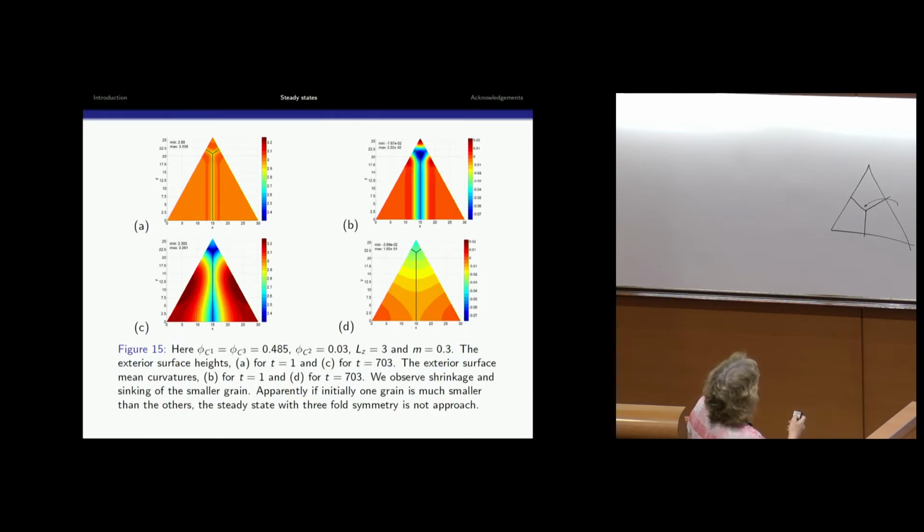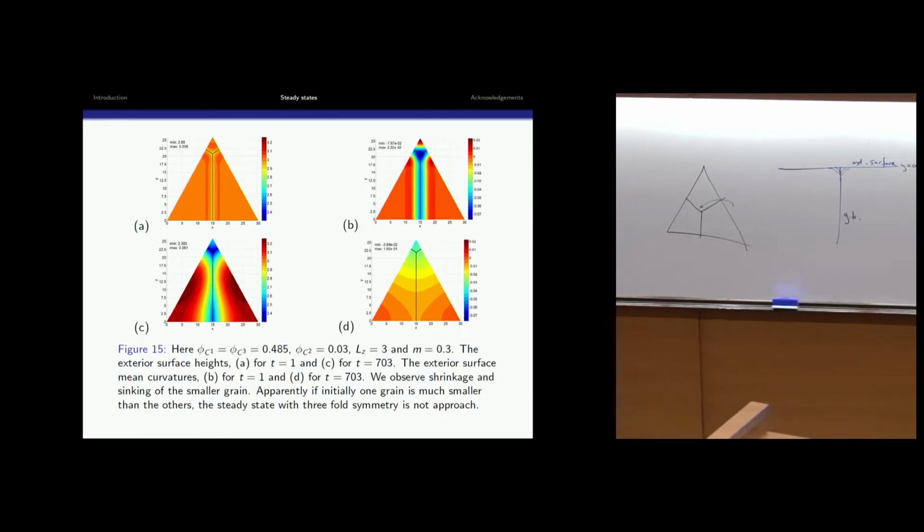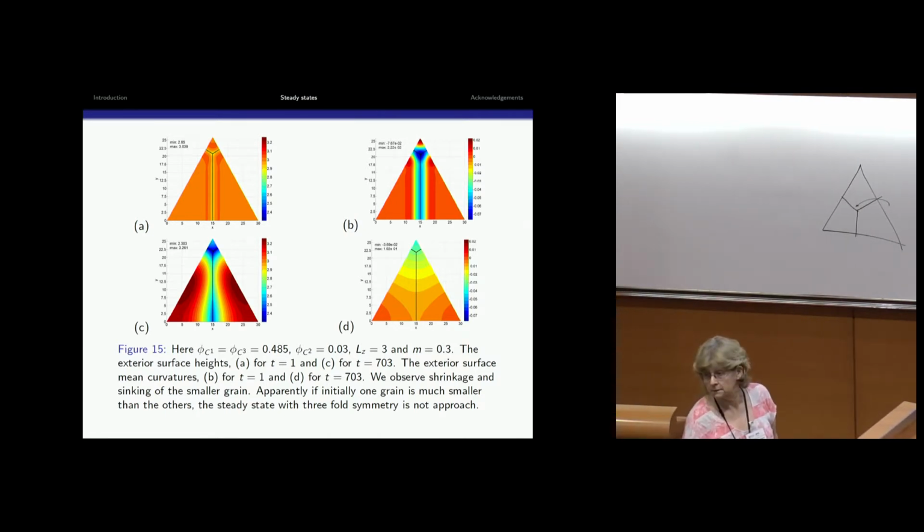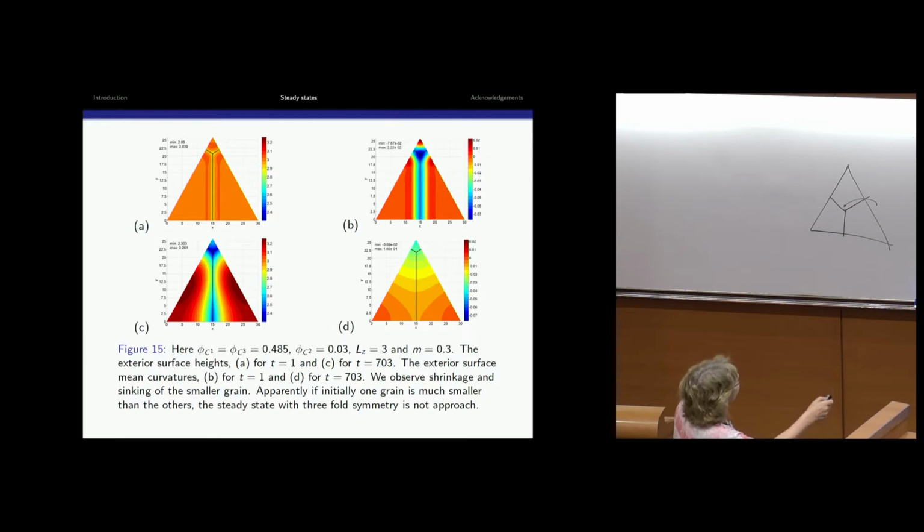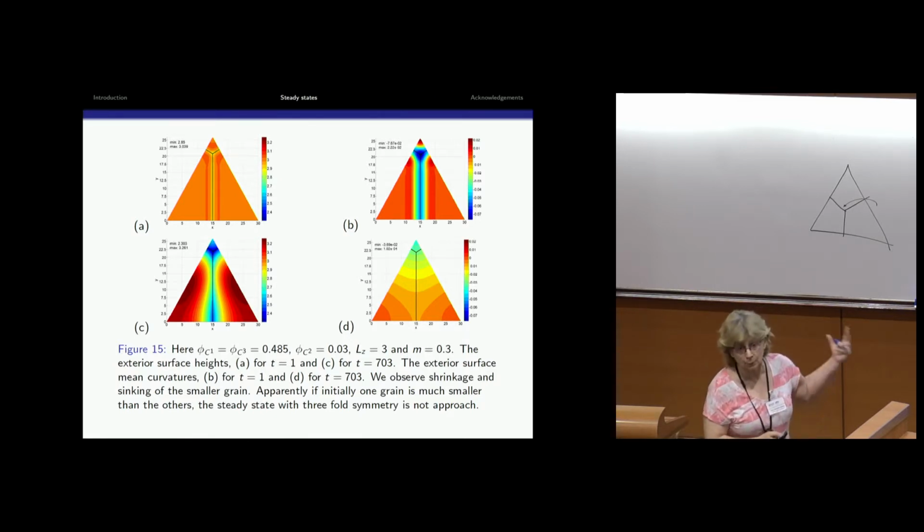But if one continues on and makes the smaller grain too small, it seems that it doesn't go back. And then it's going more and more off into some corner. And because this is a sharp interface description of the evolution, it can't go beyond what happens when one of the grains disappears, as the program is written at the moment.